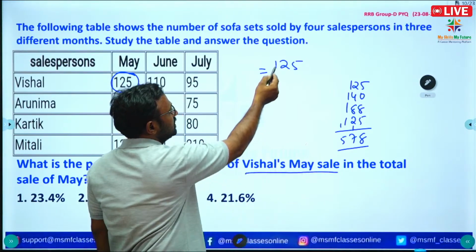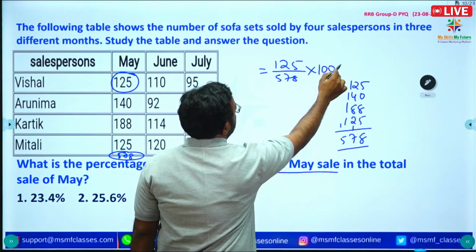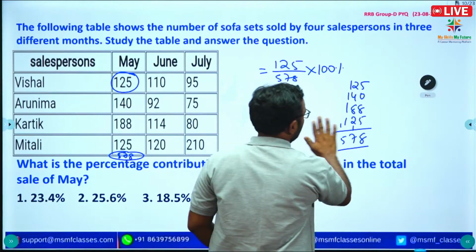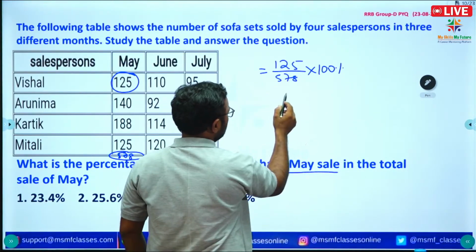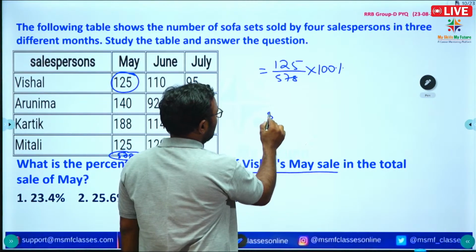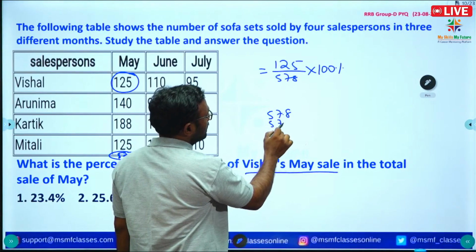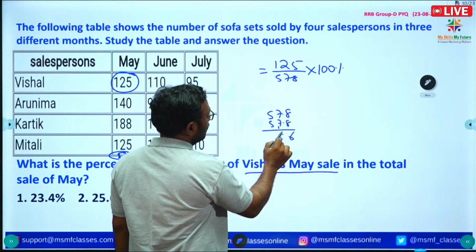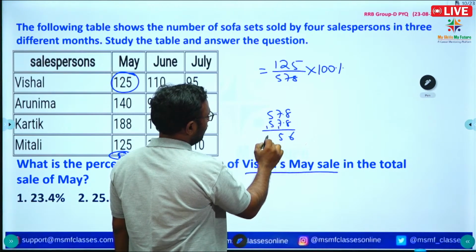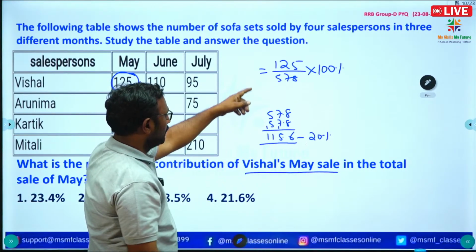This is Vishal's May sale and this is the total. We need to find the percentage. So 125 is what percentage of 578? 578 is the total. 10% is 57.8, and 20% is 115.6. This is 20%, and we have 125.